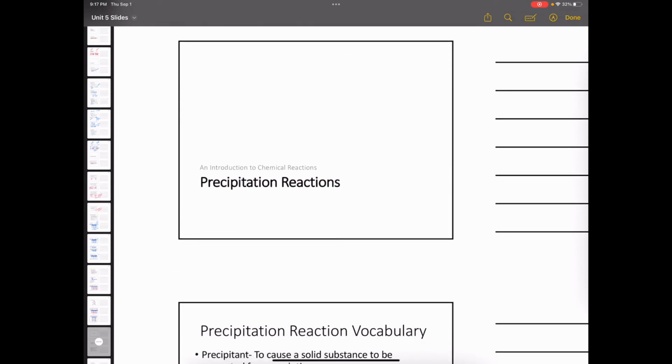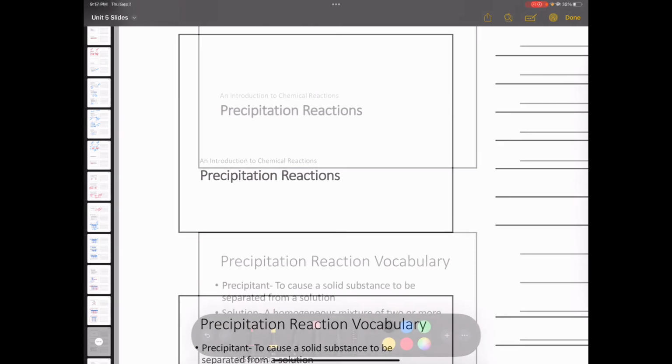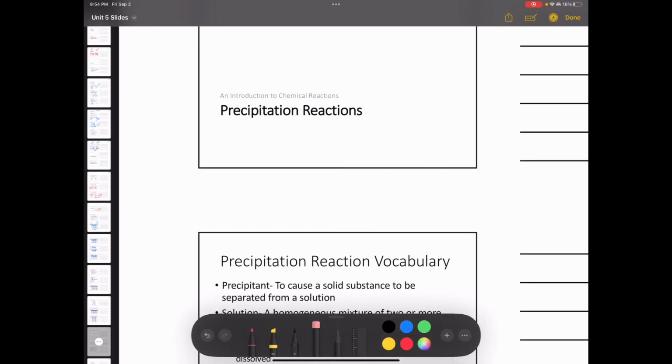Now we are going into precipitation reactions. Now that we learned how to balance chemical equations, and we learned about the stoichiometric balance, let's try to incorporate that concept into the next topic, which is the precipitation reactions.